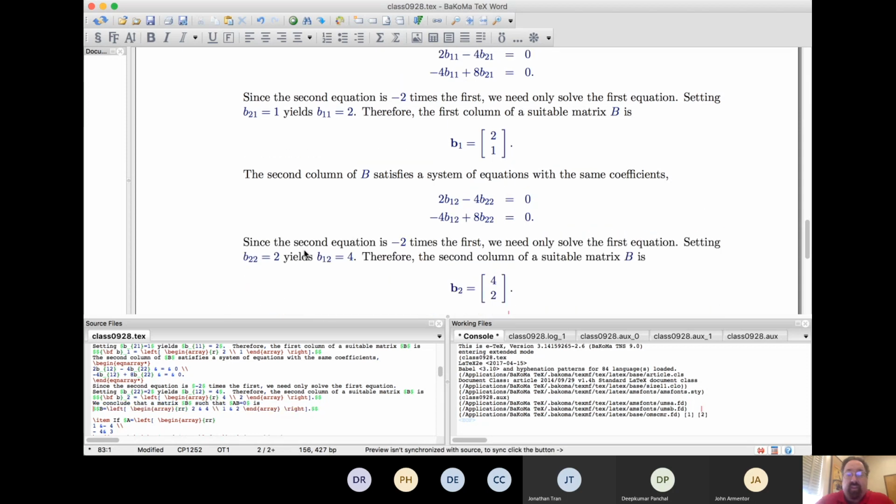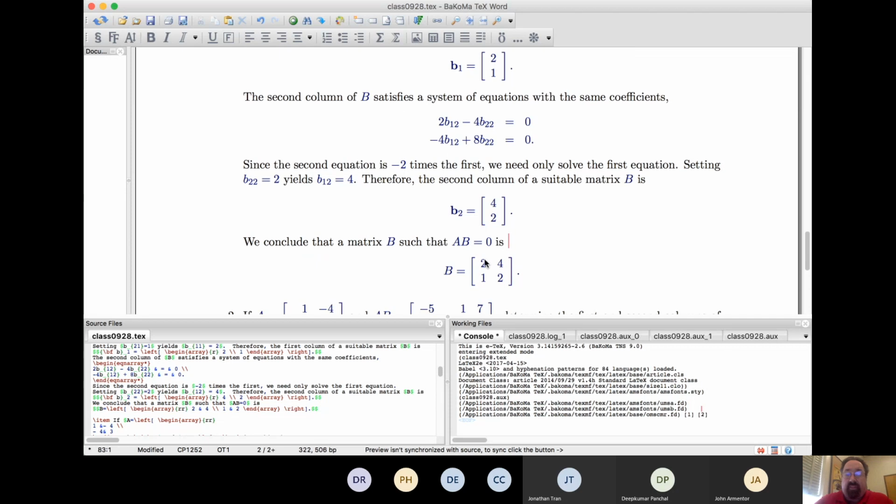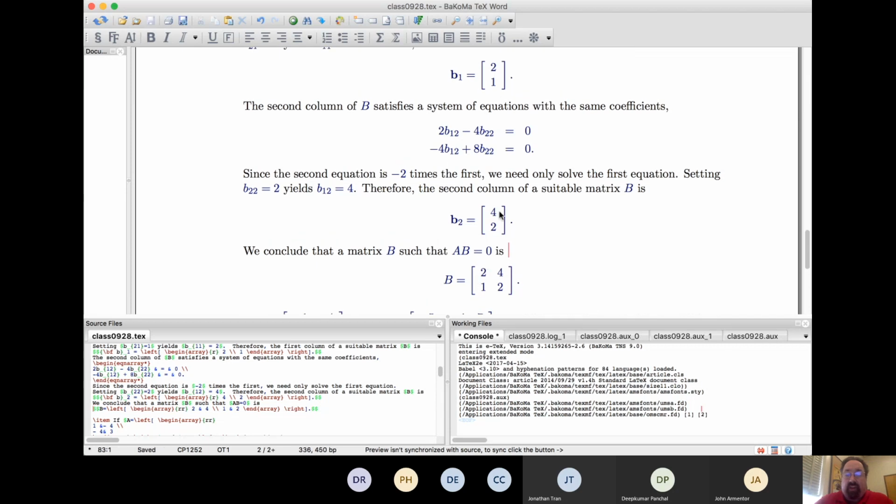So then I can put the two columns together. 2, 1 is my first column, 4, 2 is my second column. So this is a suitable matrix B that satisfies A times B is equal to 0. But really, I can put anything in here as long as whatever entry I have in the first row is equal to twice the entry right below it. That's because it's this equation that determines what entries of B would work.